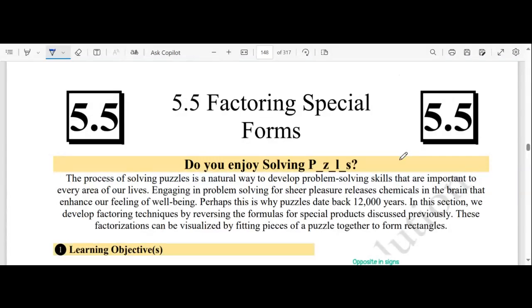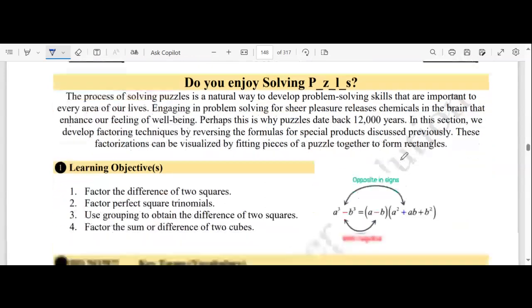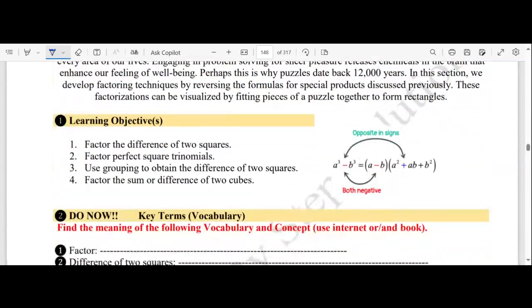5.5, factoring special forms. Learning objectives. Factor the difference of two squares. Difference means what? Minus, right? Two squares means, for example, x squared or 4x squared. Why 4? Because 4 is what? 2 squared, right?